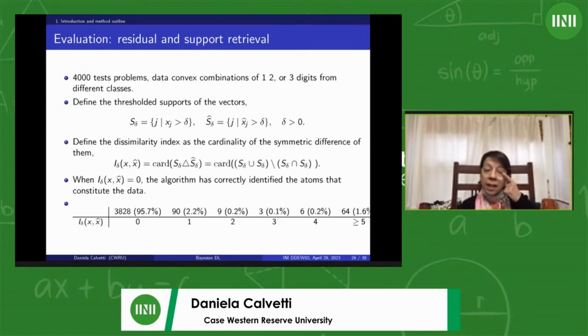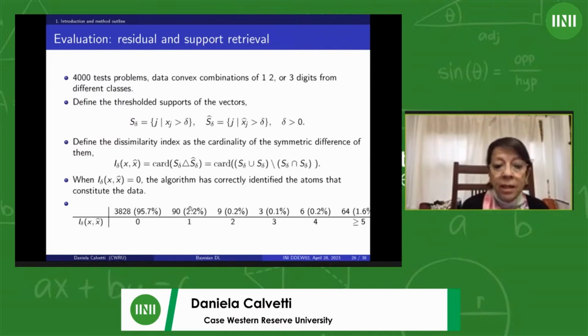And the retrieval is at the end of phase 4. So we're going through all of the 4 phases, and we're using the deflated dictionary, where we're taking the relevant classes in full. And when these supports agree perfectly, then this dissimilarity index is equal to 0, and the algorithm has correctly identified the atoms that constitute the data. And so we ran 4,000 tests, and almost 96% of the time it does.